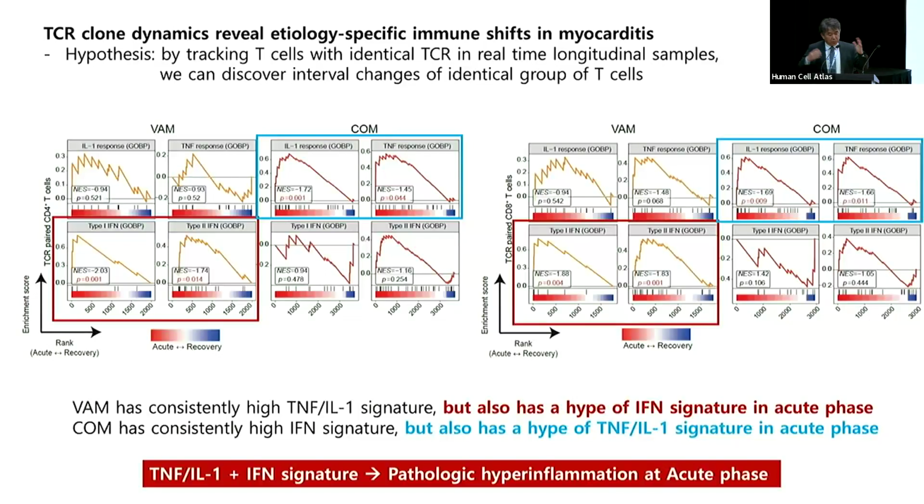Both diseases showed inflammasome, type 1 TNF and IL-1 beta signature, and interferon signature at the acute phase. But for the recovery phase, BAM has consistent TNF and IL-1 beta signature activation, but the interferon signature goes down. And COM has consistent interferon signature activation, but the TNF and IL-1 beta signatures go down. So that's the switching off of one system. Maybe it is the difference between the two diseases.